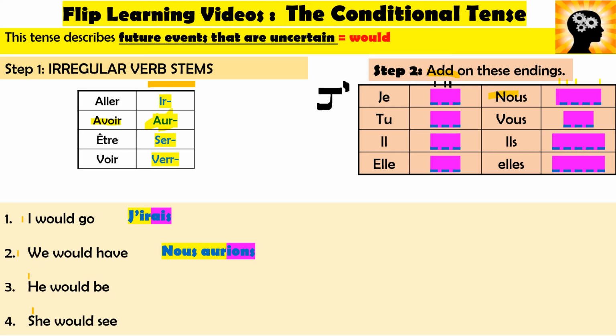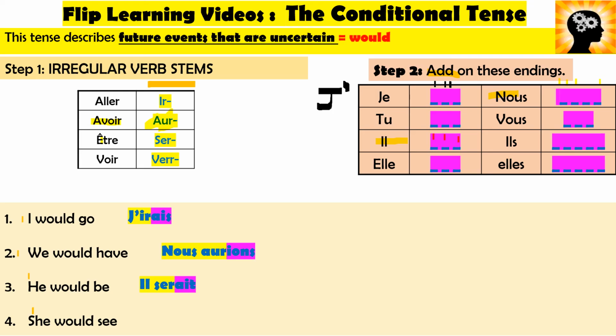Alors, numéro 3. He would be. So, he is il. The verb to be is être, which changes to ser in the conditional and in the future. And then what was our ending for would? A-I-T. Put it all together. Il serait. He would be.